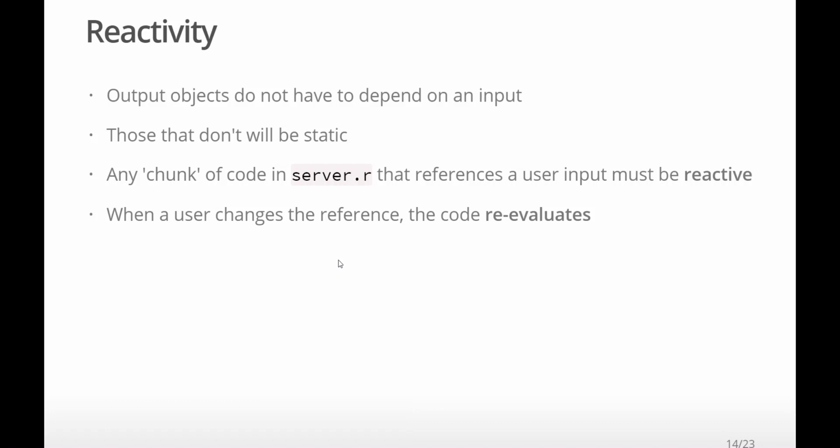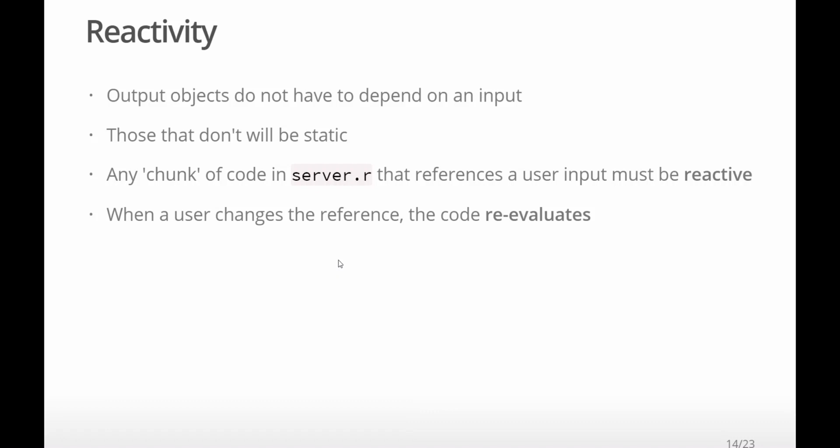Our output objects that we're creating, our plots, our rendered text, those kinds of things, they don't actually need to depend on any input. Those that don't depend on any kind of input will never rerun. So those are going to be what we'd call static code. So it's going to run once, it's never going to change, never going to update.